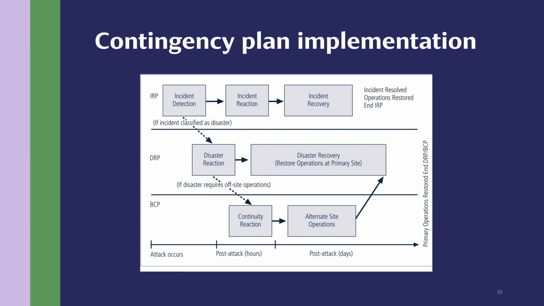So if you see this whole IRP, DRP, BCP diagram, the x-axis talks about when the attack occurs. IRP is followed during the attack, when the attack has happened, and post attack we normally follow DRP for a certain time period. But if it turns out that you cannot fix the whole problem in hours, then we move toward business continuity planning, BCP, and we move the whole operations to an alternative site.